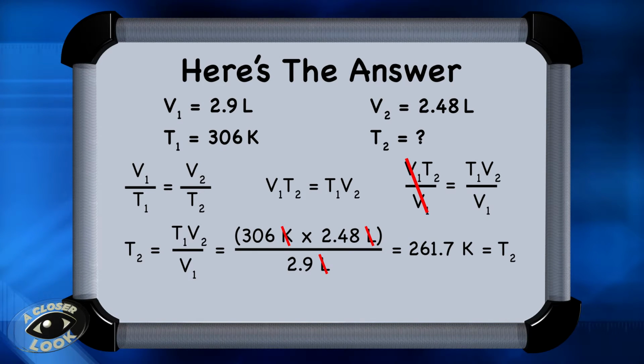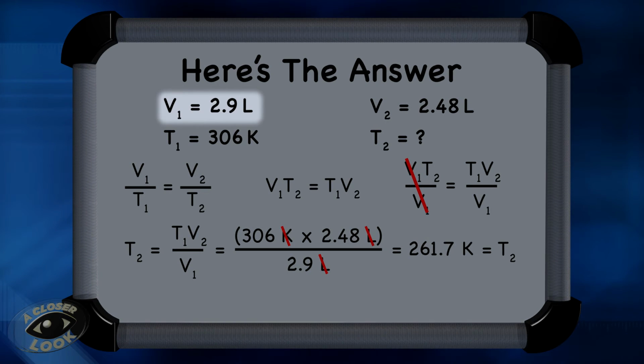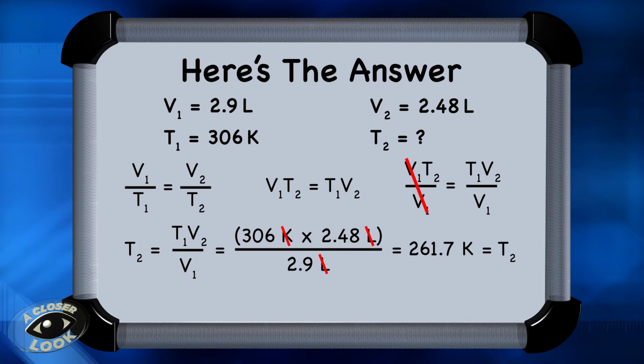It's usually simpler to work out these gas law calculations by listing the given information in the problem. One of the most common mistakes students make is not matching the correct volume and temperatures together, so be careful with that. Your original volume was 2.9 liters. The new volume was 2.48 liters, so volume has decreased. What do we expect to happen to the temperature according to Charles' law? Remember, they are directly related, so we would expect the temperature to also decrease. So we're expecting T2 to be less than 306 Kelvin.